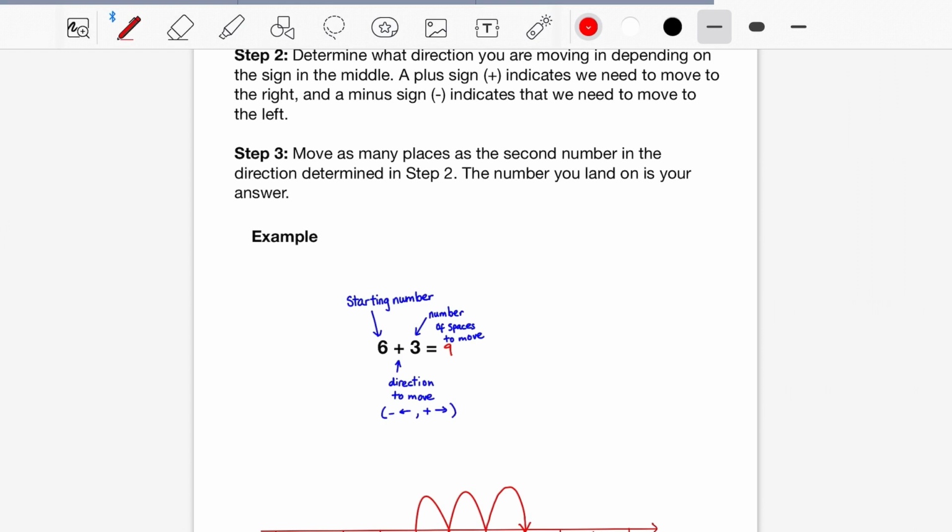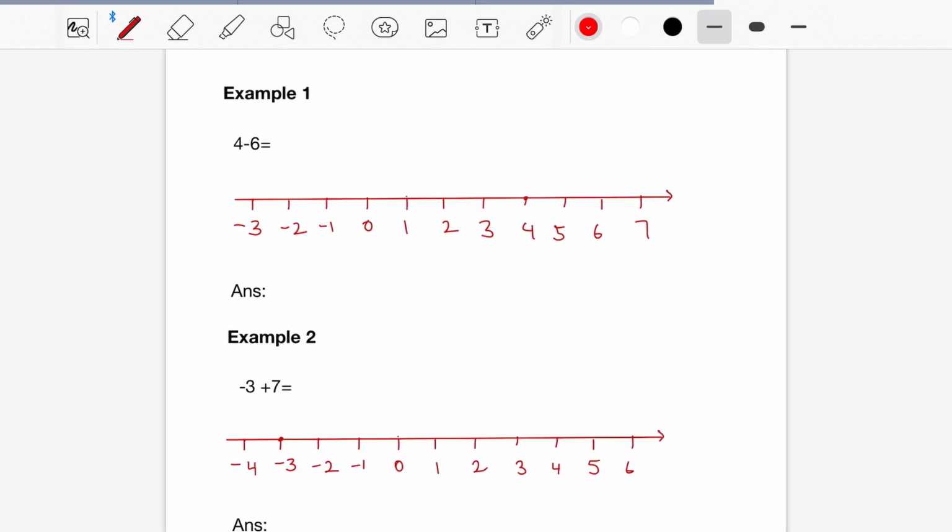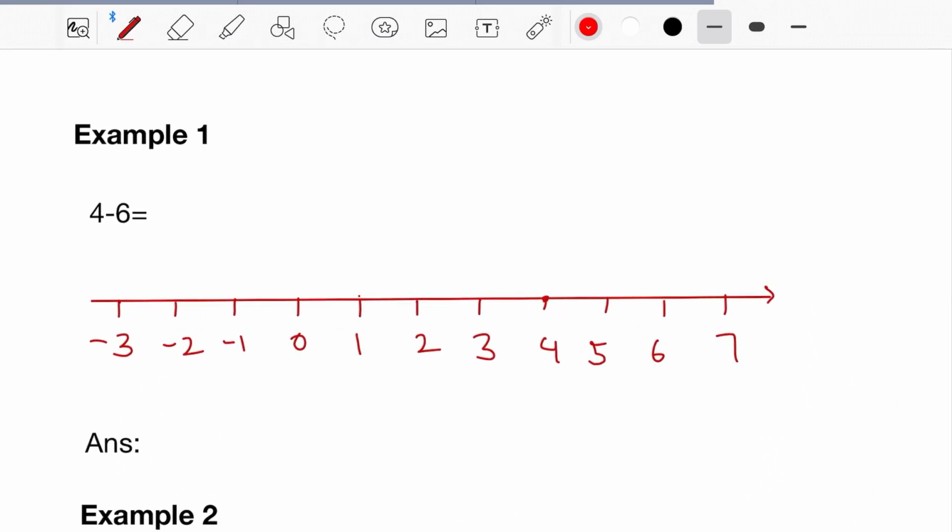And there we have it. We figured out 6 plus 3 is equal to 9 using our number line. So let's take a look at some more examples where we actually incorporate some negative numbers now. So here we have these 3 examples that we want to take a look at and solve using our number line.